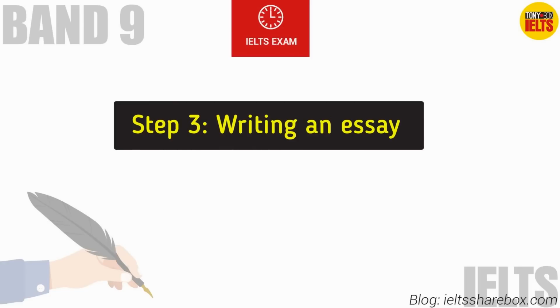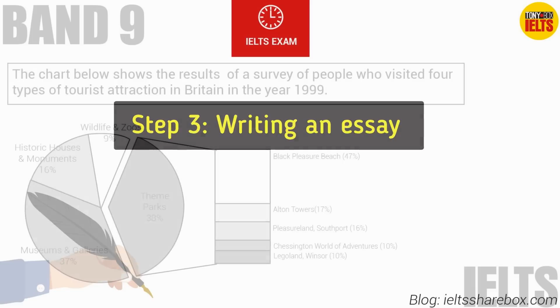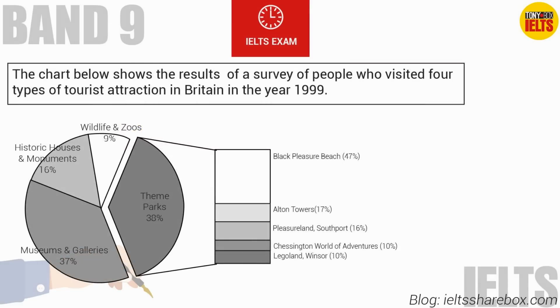Step 3. Writing an essay. The chart below shows the results of a survey of people who visited 4 types of tourist attractions in Britain in the year 1999.